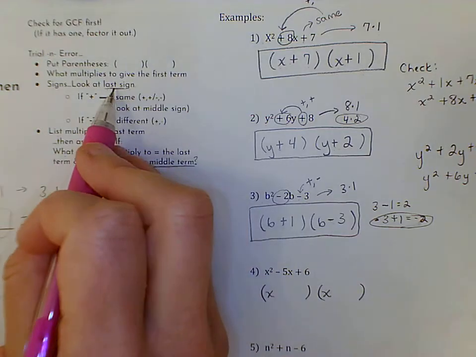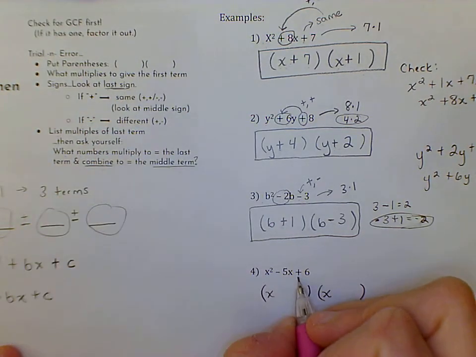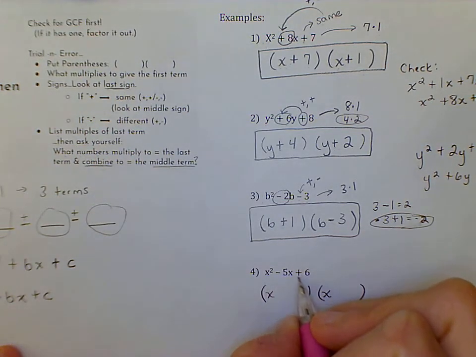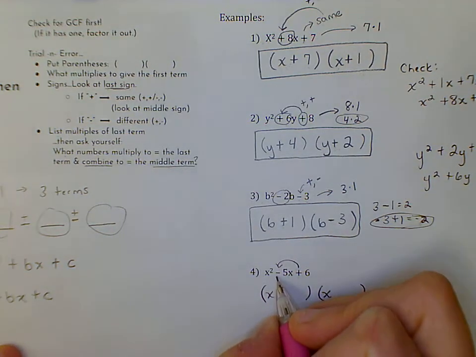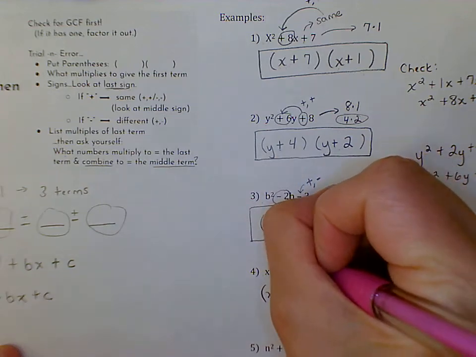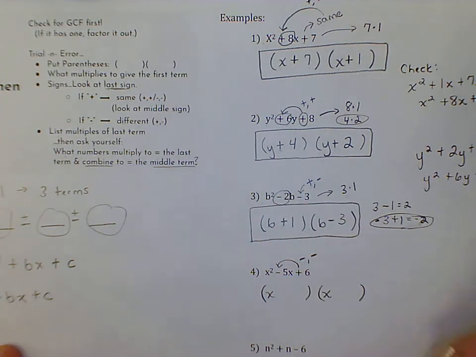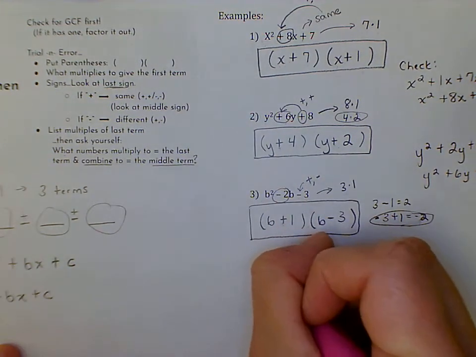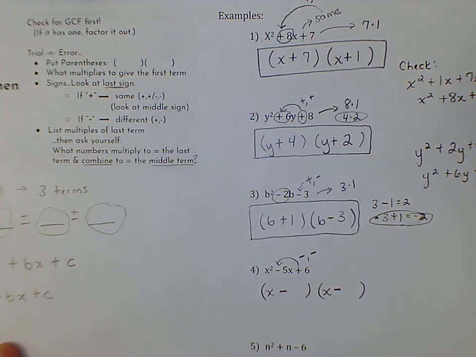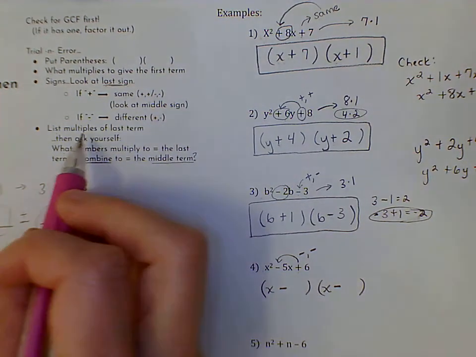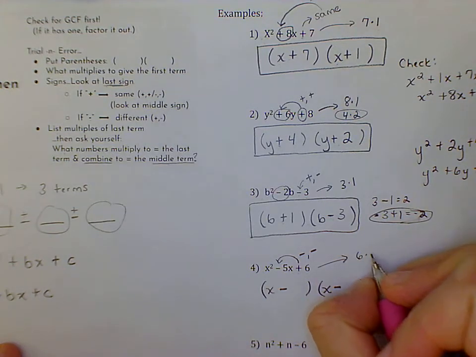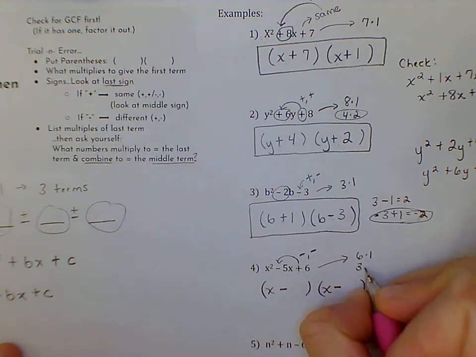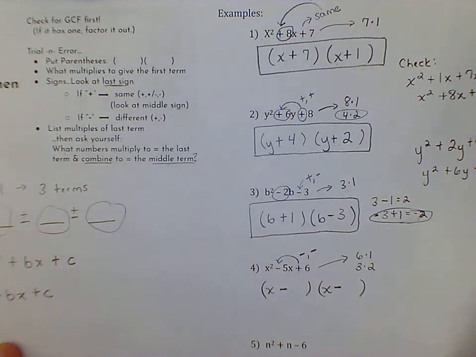Then we look at our sign. So the last sign in this one is a plus. That tells me they're going to be the same. And then remember, you look at that middle sign to know what they're both going to be. So in this one, they're both going to end up being negatives. So we can go ahead and put our sign in there. Okay. Then you list the multiples of the last term. So what multiplies to give me 6? It'd be 6 and 1, 3 and 2, and then that's it.